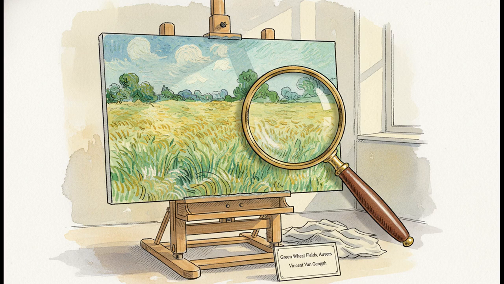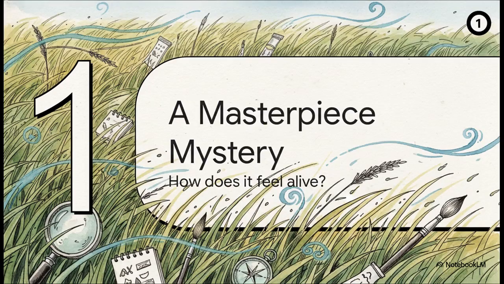Now, at first glance, yeah, it's a super lovely landscape. But, as any good detective knows, the real story is always hidden in the details. So let's start our investigation. Okay, so here it is, the central mystery we need to solve. How did Van Gogh make a simple field feel so alive? Because this isn't just a picture of a field, it feels like it's breathing, like it's actually swaying in the wind. How on earth did he do that?